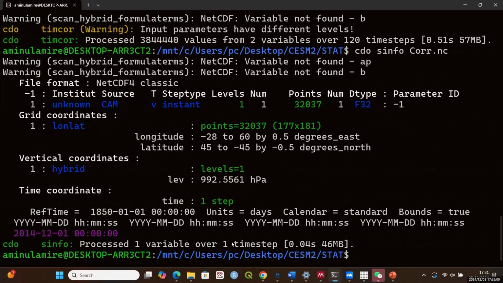So if you are not good in programming like me, maybe you don't need to code in MATLAB to compute correlation. You don't need to go to Python to compute your correlations. If you're using such kind of data, you can do it in CDO, and it will do it for you within seconds. Okay?